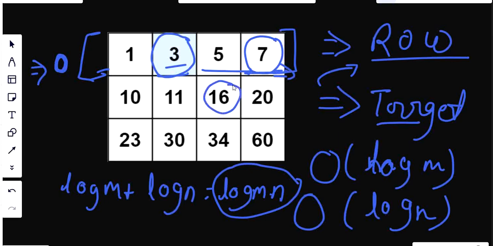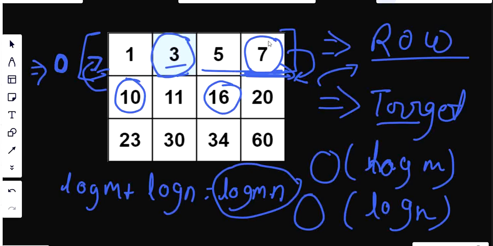value is 16, then I will be shifting my left pointer to mid plus 1, right? Then I will be searching towards the right direction, towards the down direction, because we know that the data is sorted. And if my target value is greater than the last value of the row, then I will be searching in the right direction. But if my target value is lesser than the first value of this row, then I will be searching in the upward direction.